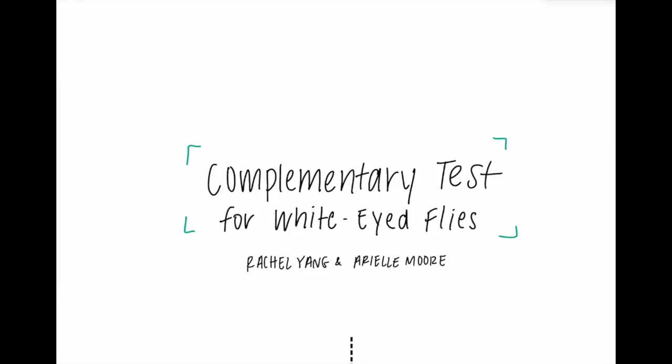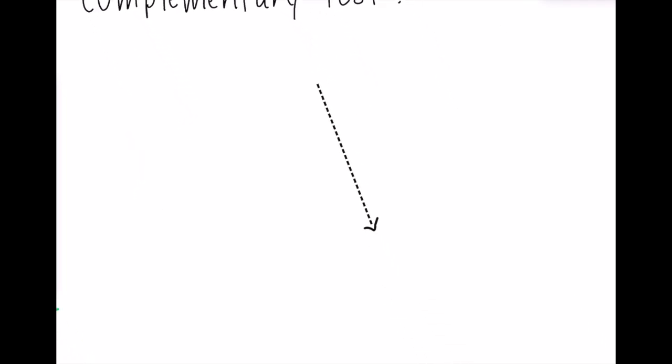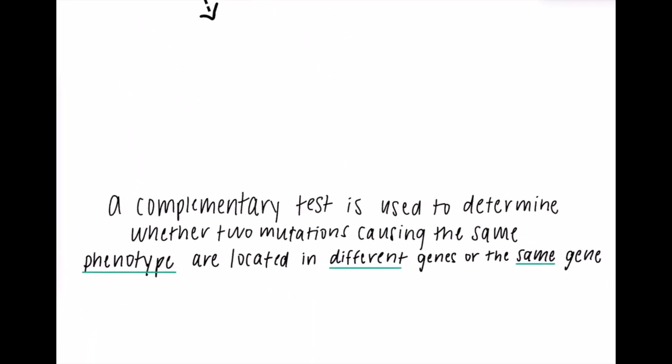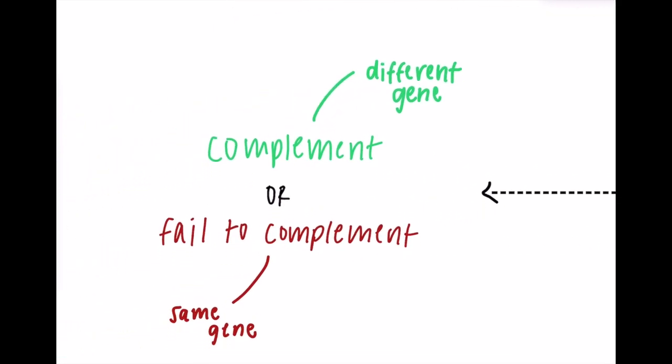Hello everyone. In this project, we propose a complementation test for white-eye flies to explore how different genetic mutations contribute to the white-eye phenotype in Drosophila. A complementation test determines whether mutations causing the same phenotype are on the same or different genes. If they fail to complement, the phenotype persists, indicating they're on the same gene. If they complement, the wild-type phenotype returns, confirming they're on different genes.